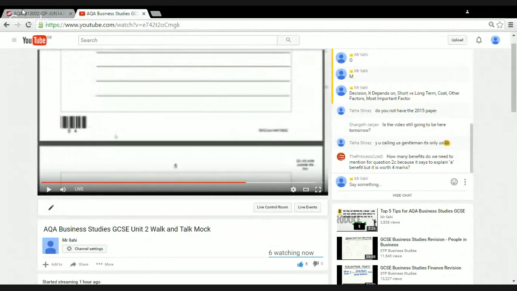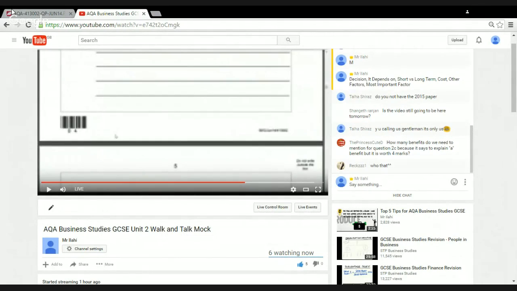From the earlier question, you only need to explain one benefit. You only need to explain one benefit. I was just going through different possible reasons. And it's worth 4 marks because the benefit is identified, then you describe it, and then you explain it for that 4th mark.